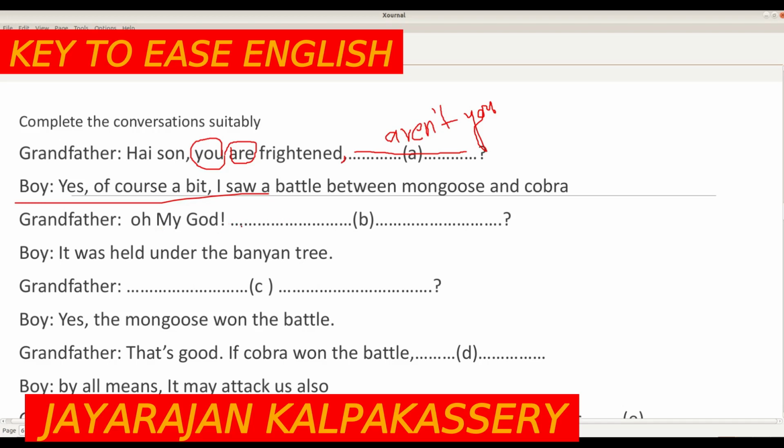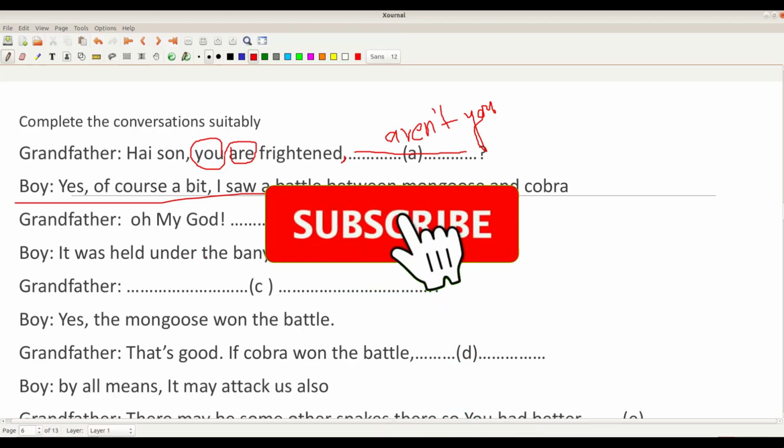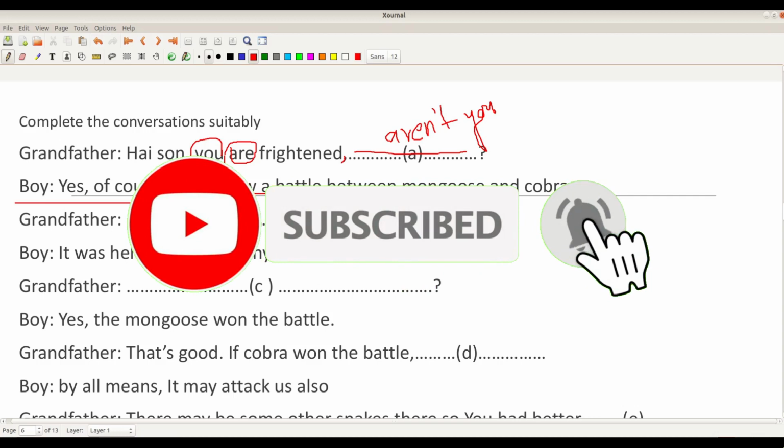Exclamation mark. Here he is asking a question. It was held under the banyan tree. Where was the battle held? That will be the question. It's a WH question. Where was the battle held? It was held under the banyan tree.